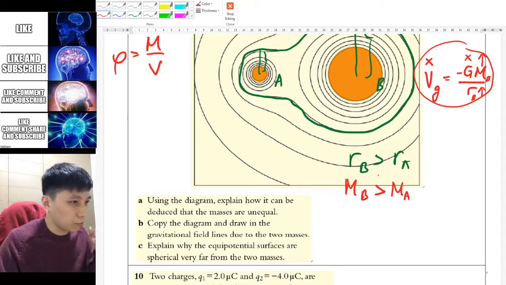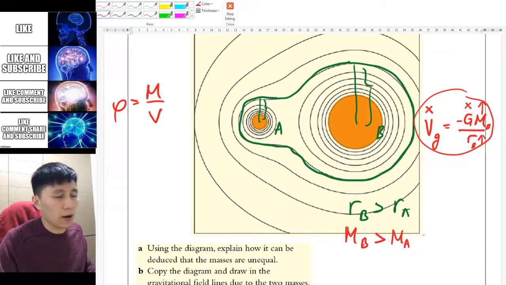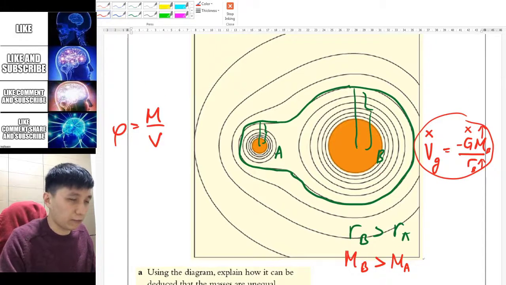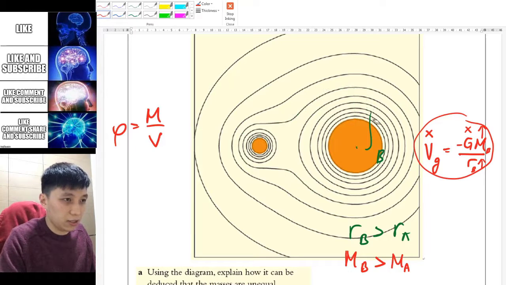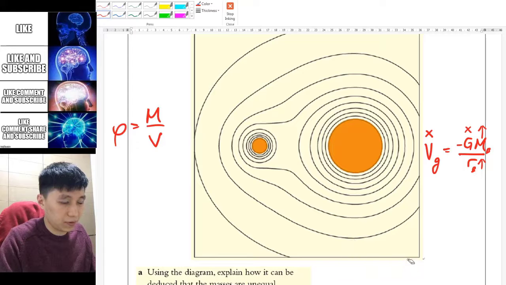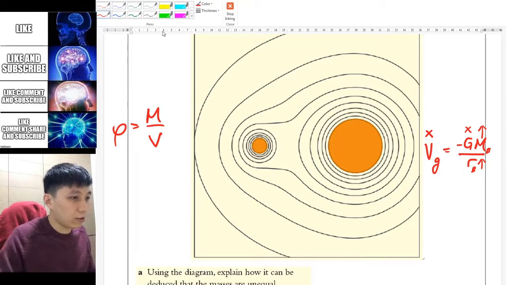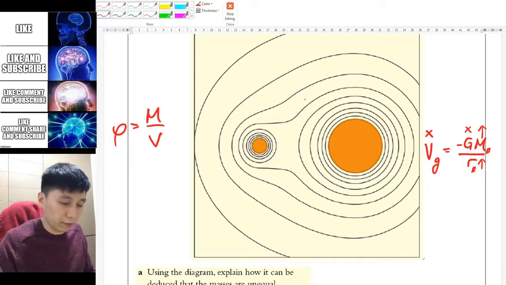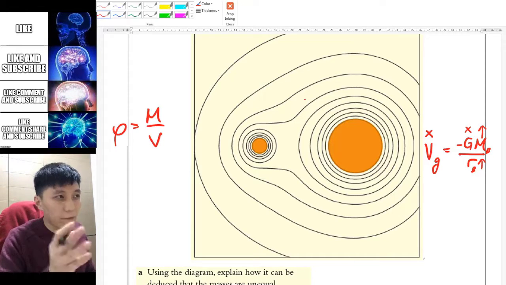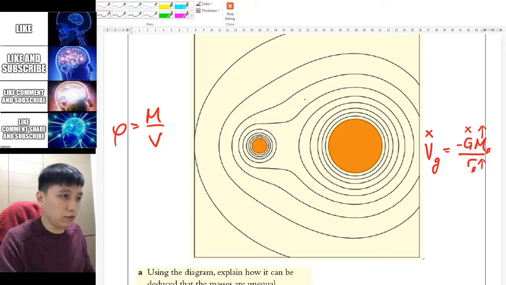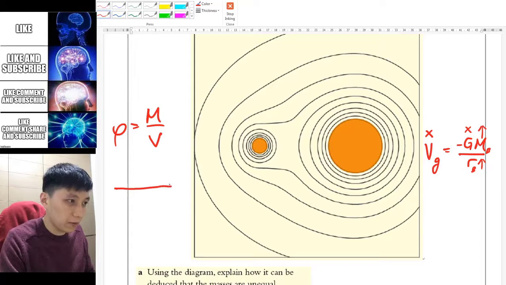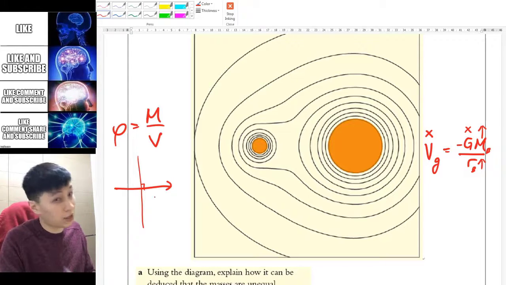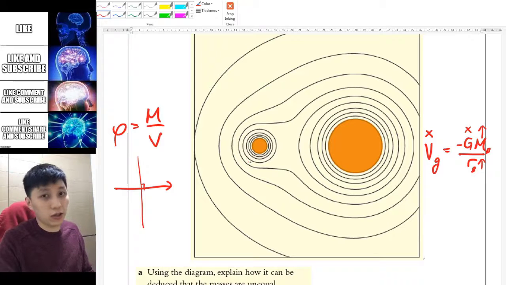Okay, part B asks me to draw the gravitational field lines due to the two masses. So that means the gravitational field strength lines. Here I kind of messed up because I already drew here, so allow me to just erase it. Okay, and when you try to draw the gravitational field strength, or even for electric fields as well, one very important key concept you need to know is that the field strength is going to be perpendicular to the equipotential line. They are always perpendicular to each other.